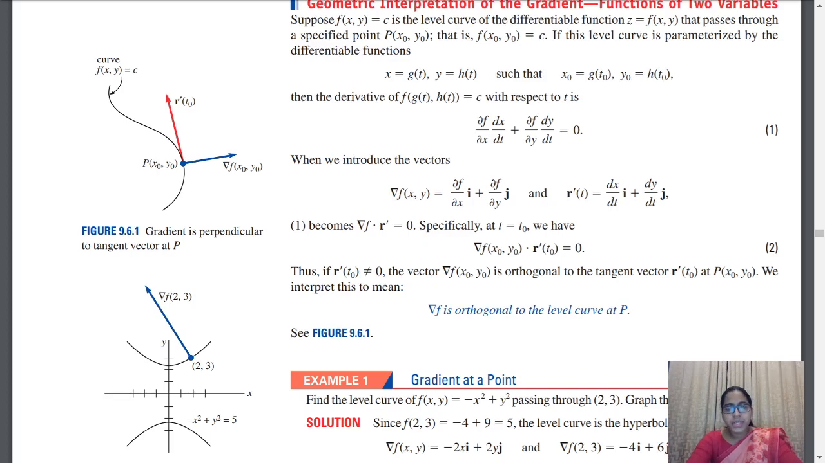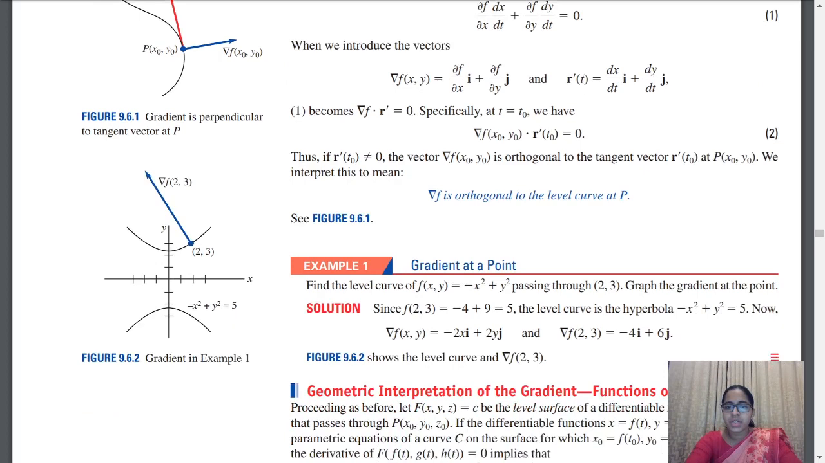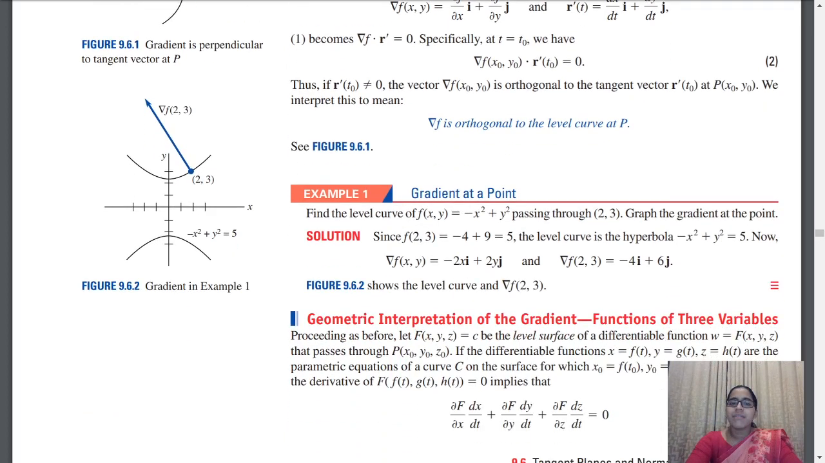Basically, we have been given a particular function. We will first find the level curve at a particular point, and at that point we always know what the tangent to the curve will be. So grad f is actually orthogonal to the level curve at that point P. Now there is an example which shows the above concept. We are asked to find the level curve of the surface f(x, y) = -x² + y² passing through the point (2, 3), and we are also asked to graph the gradient at that particular point.